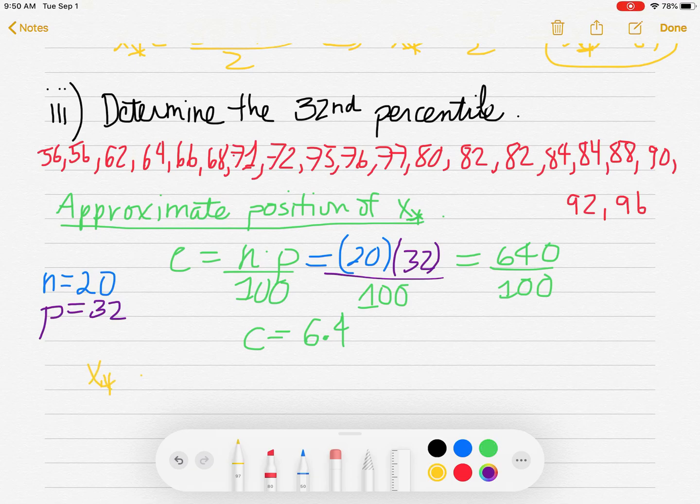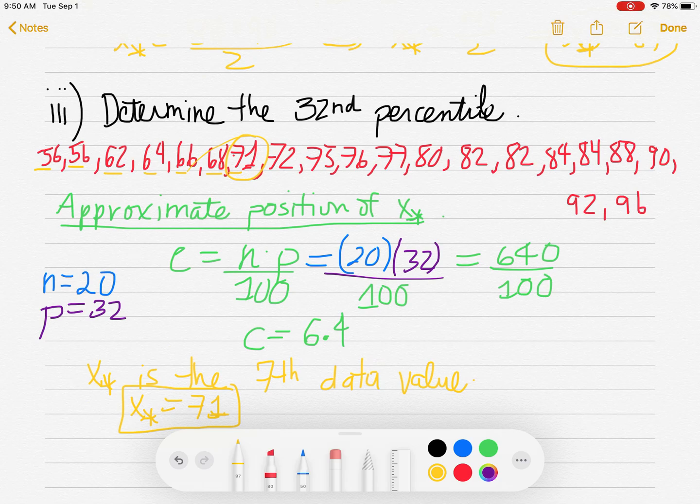So x star is the 7th data value. Let's count up to the 7th data value, starting from the bottom. 1, 2, 3, 4, 5, 6, 7. 71. Make sure you can tell that's a 1 right there.